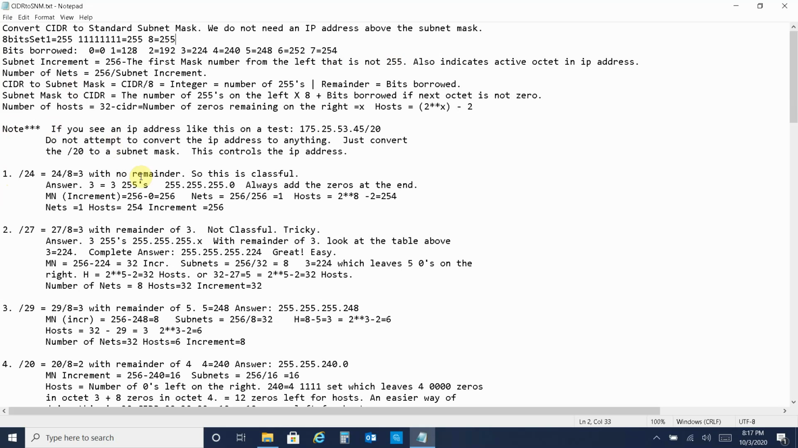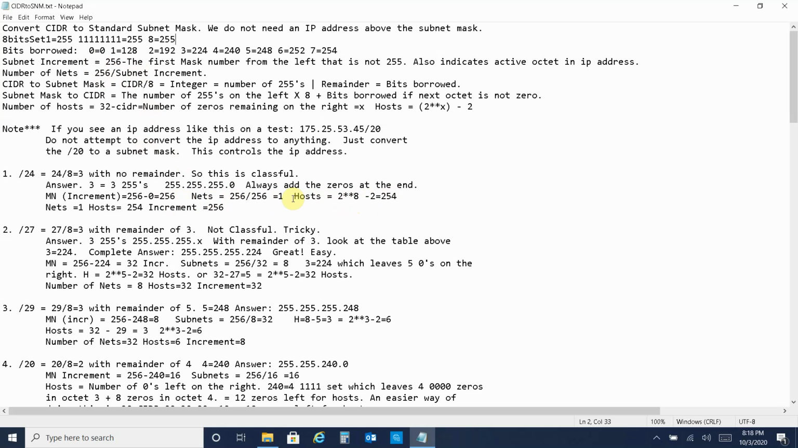Okay? So we look at here, and our increment is going to be 256 minus 0. Just like this. 256 minus 0 is 256. Now the number of nets is 256 divided by what we found here. So the number of nets is 256 divided by 256 equals 1. And the hosts equal 2 to the 8th power minus 2 equals 254.